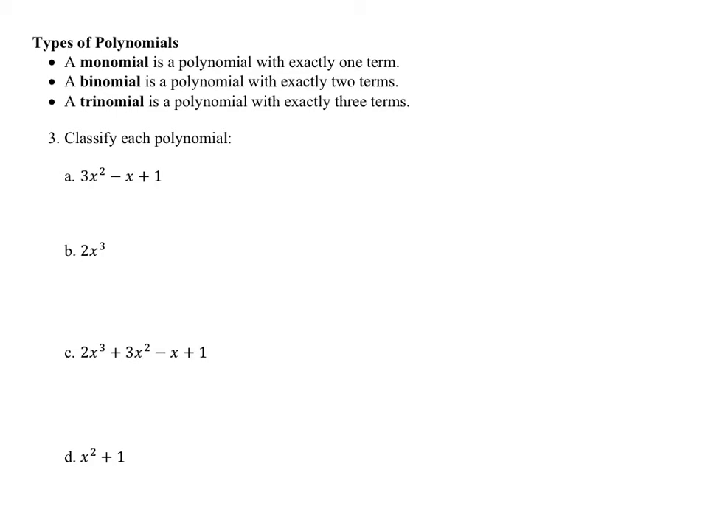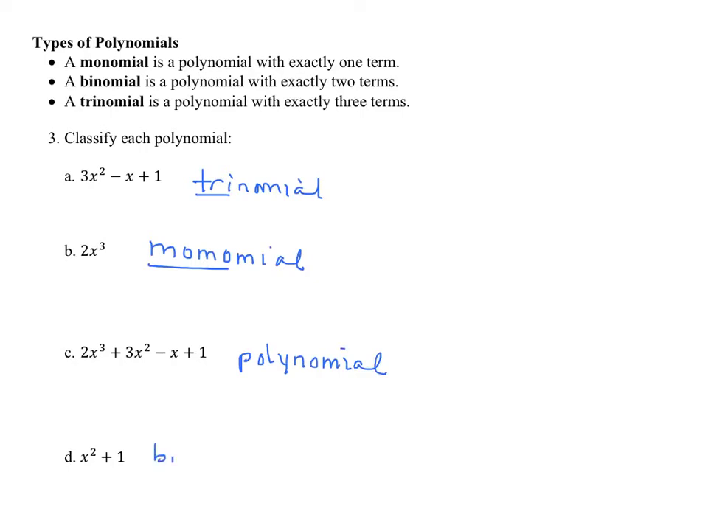Now let's talk about types of polynomials. We have a monomial, which means that it's exactly one term. Binomial is 2 terms. Trinomial is 3 terms. So this first 3a will be a trinomial. 3b is a monomial. Mono means 1. Tri means 3. C is just a plain old polynomial. And D is a binomial.